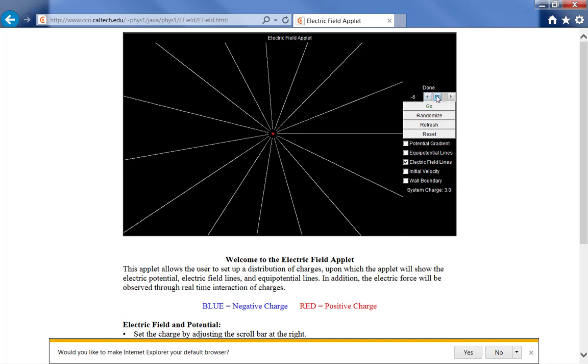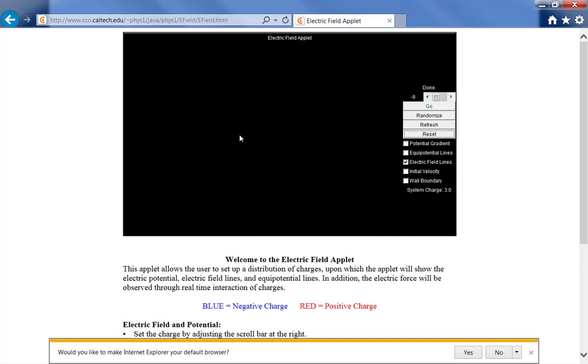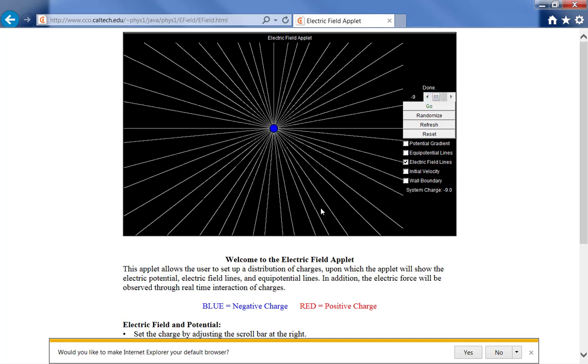Okay. If I go to a negative charge, let me reset. The negative 9 looks exactly like the positive 9. If you actually did pause the video and count all the lines, you would get the exact same number of lines. At least you should. Which shouldn't surprise you, because the only thing that differs from a positive to a negative charge is the direction.